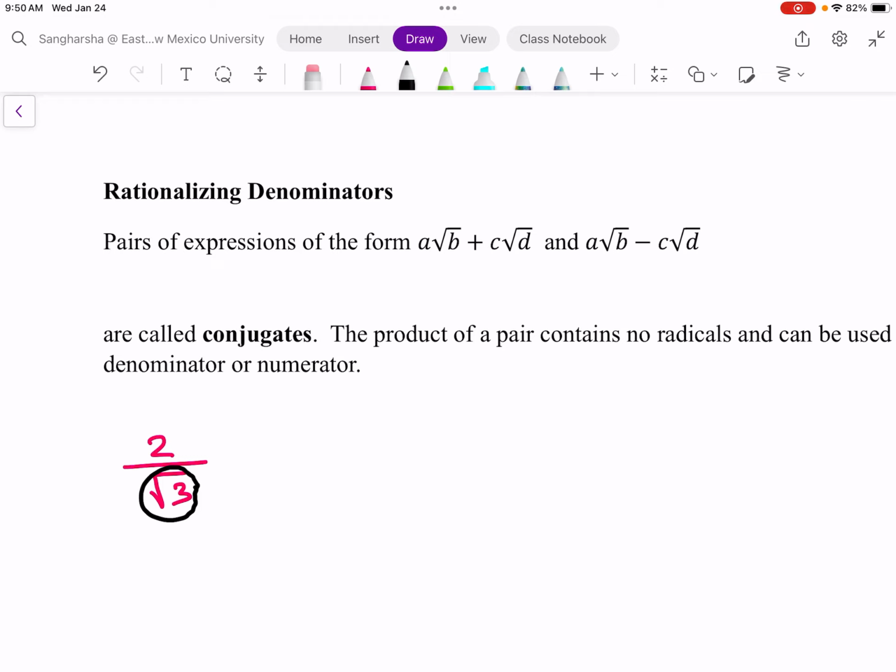Okay, now before that, here we have a pair of forms: a square root of b plus c square root of d, and a square root of b minus c square root of d. The only difference between these two expressions is that the sign of the second expression is opposite. So we have positive, and we have negative.